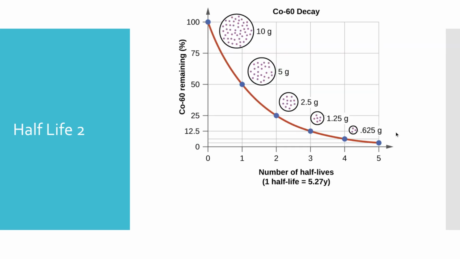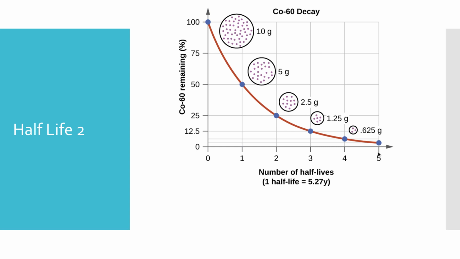We can graph half-life. We can graph the amount of a substance remaining, and you'll notice that if the x-axis is just number of half-lives, so for cobalt-60, that's 5.27 years, then that means after one half-life, if we start with 100% cobalt-60, then we'll be at 50%. After two half-lives, we'll be at 25%. After three half-lives, we'll be at 12.5%, et cetera.